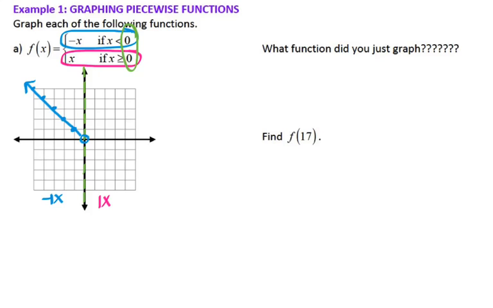For the pink one, again, I want to figure out where to start on the boundary. If I take 0 and plug it into my function, that's just going to give me 0. This one was if x was greater than or equal to 0, so I can go ahead and fill that in for the pink. Then your slope is 1, so I'm going to go up 1 over 1, up 1 over 1. And then you can go ahead and sketch your graph. Now looking at your graph to answer the question, which function did you just graph? Well, our v-shaped function is the absolute value function, so we graphed the absolute value function.